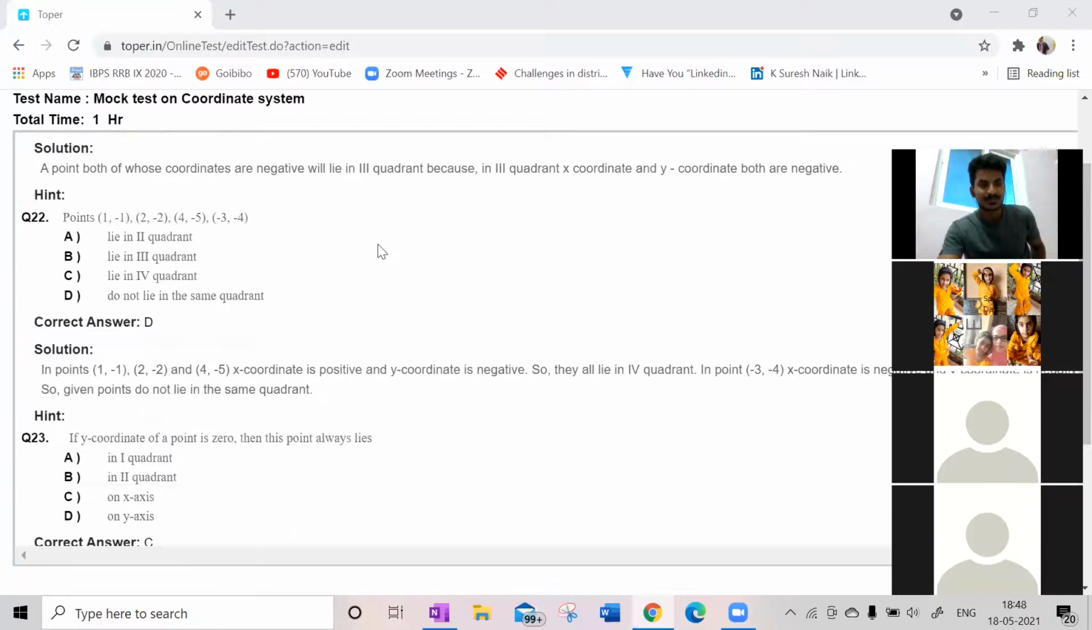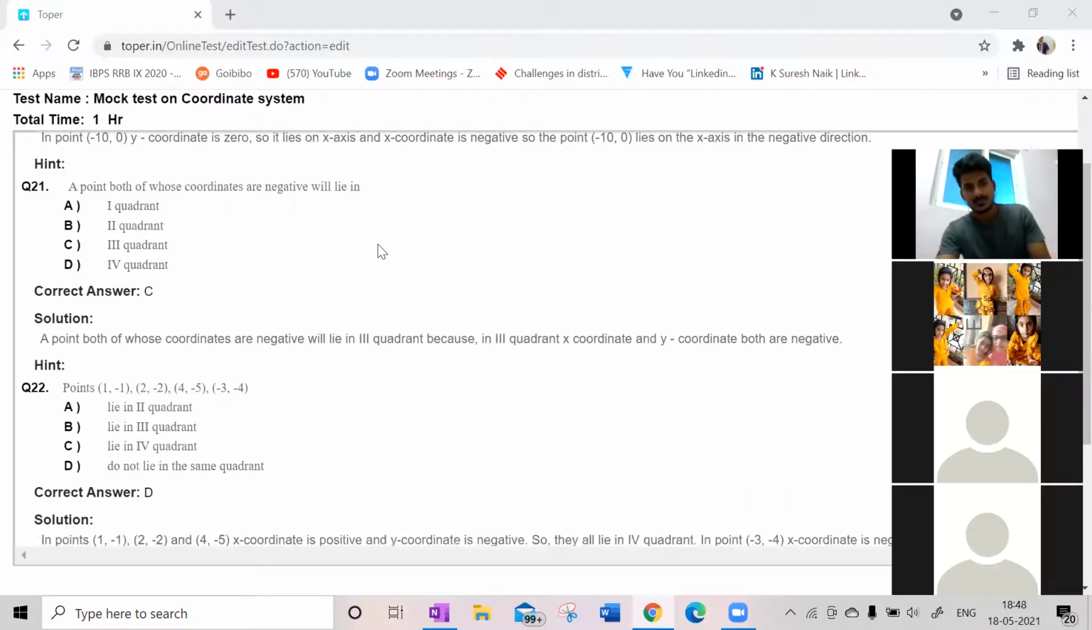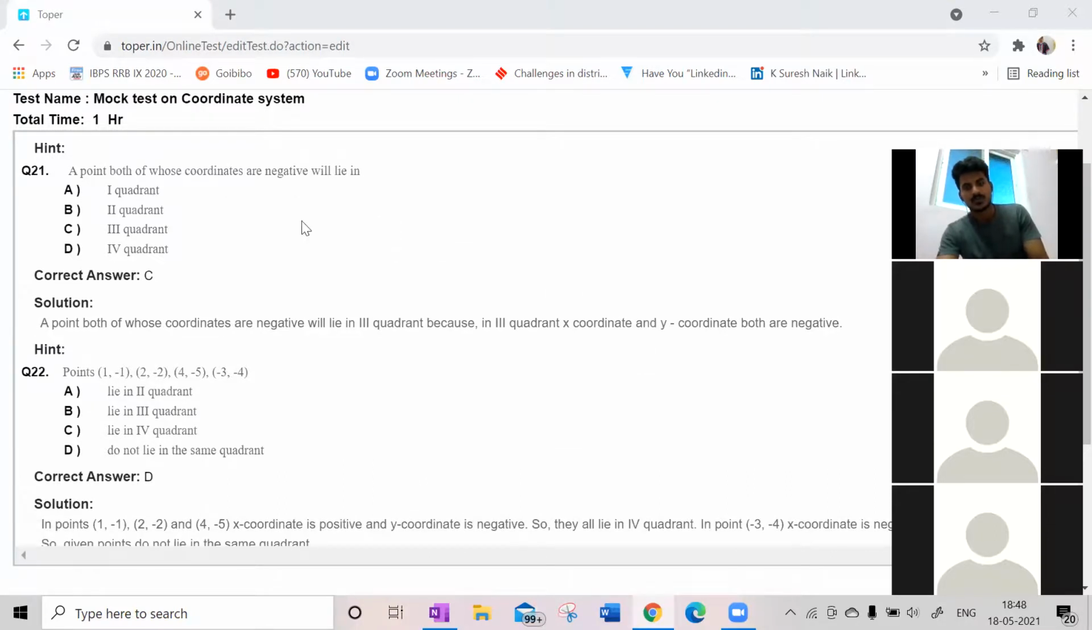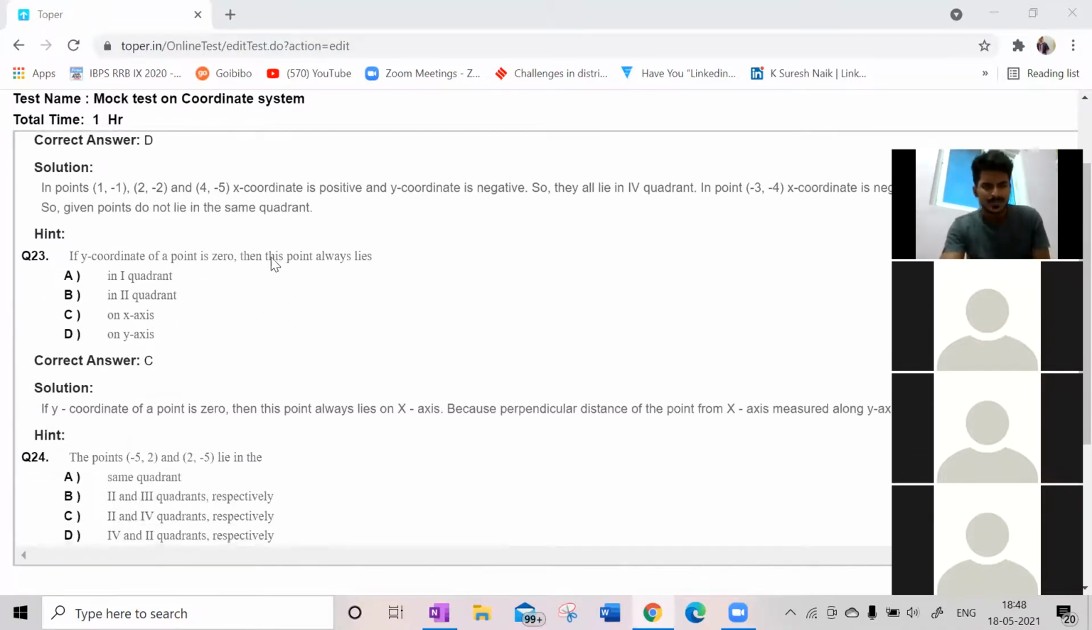Sir, he is saying it should be the 22nd question. Do not lie in the same quadrant. Yes, sir. He is saying will lie in, not do not lie in. So I was talking about the 21st question, not the 22nd. Okay, 22nd question. Do not lie in the same coordinate. Very good, very good.